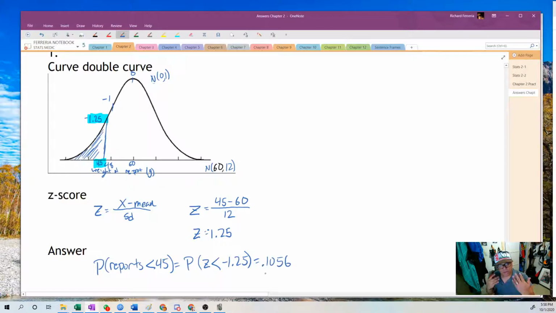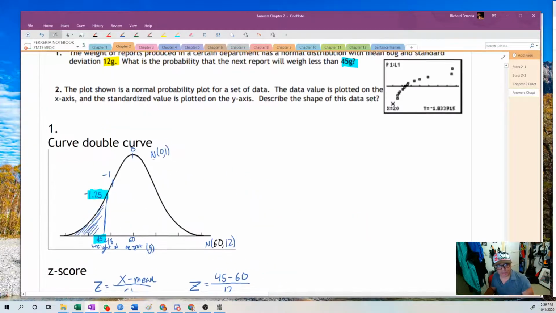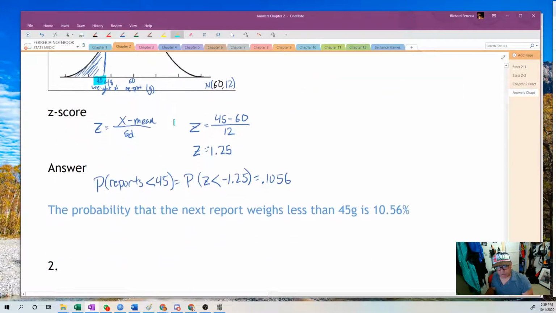This being stat, you're going to have to write a summary statement if this was something you did on a free response test. So here, the probability that the next report weighs less than 45 grams is 10.56%. Now, the question did ask specifically for a probability. I'll highlight that for you. So if it asks specifically for a probability, you better give it a probability as a percentage. So that takes care of our question 1.